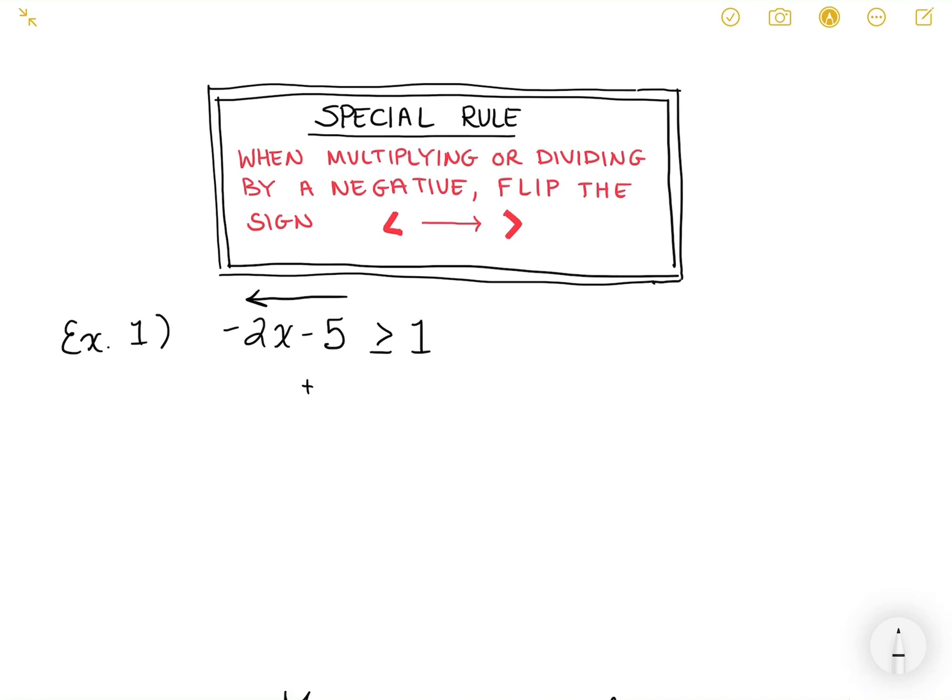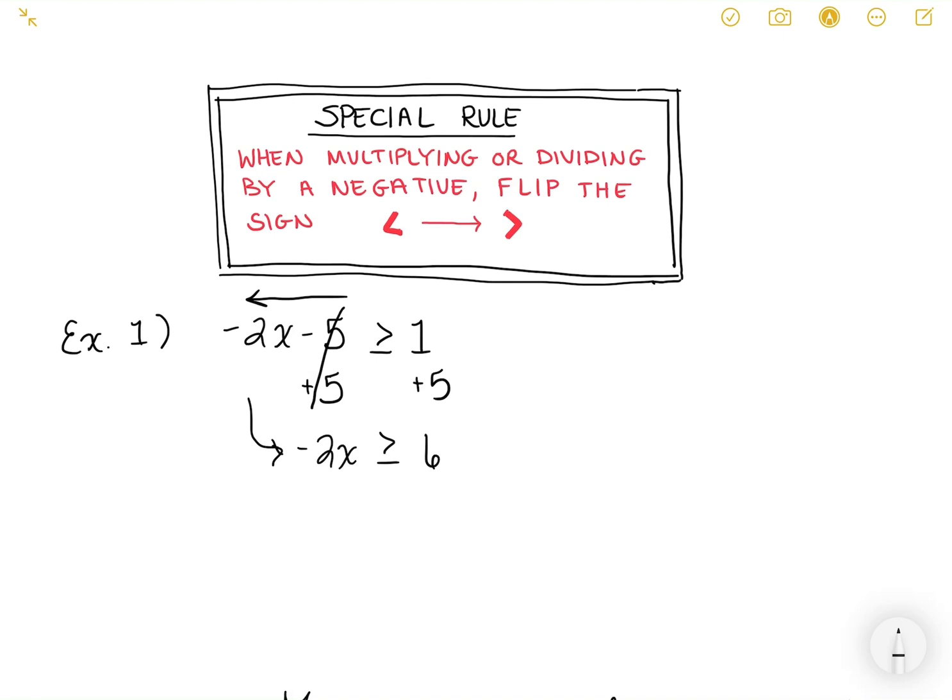So in order to undo subtraction, I would add 5 to both sides, which cancels out 5 on the left side, leaving me with negative 2x. And on the right, 1 plus 5 is 6. Now I'm going to undo my multiplication. Negative 2 times x is greater than or equal to 6.